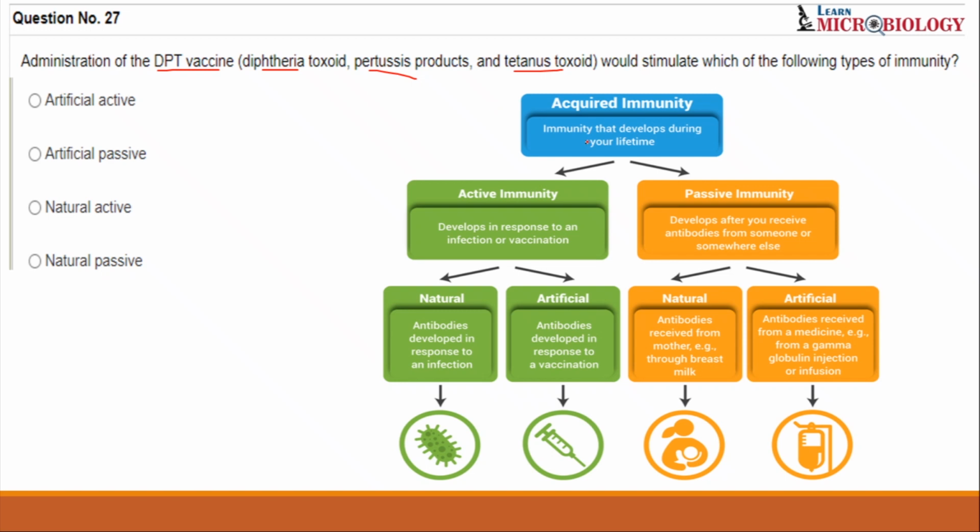That is, immunity is not inherent in an individual, but it is acquired by certain processes. There are two types of acquired immunity. One is your active immunity and the other one is your passive immunity.